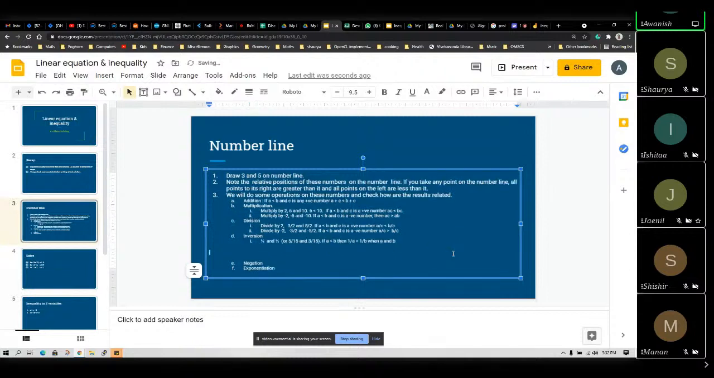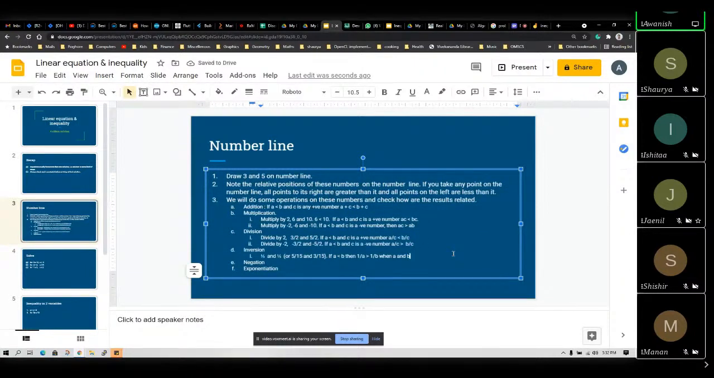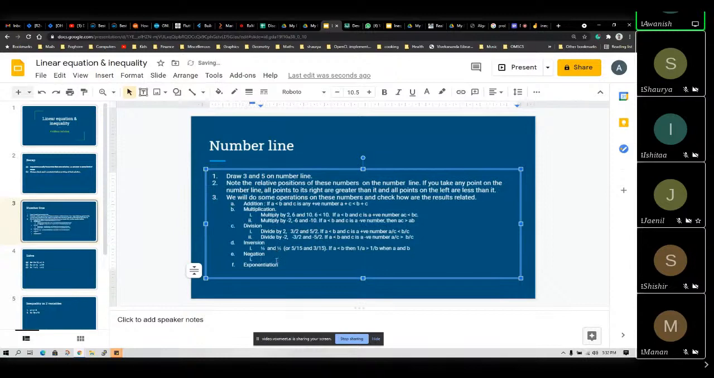Okay. How about negation, when we add a negative to a number? So if A is less than B, what will be the difference between minus A and minus B? Who will be larger? Minus A will be greater than minus B.